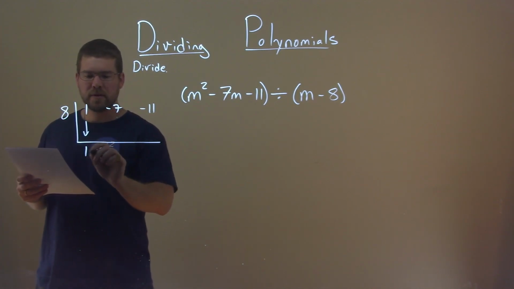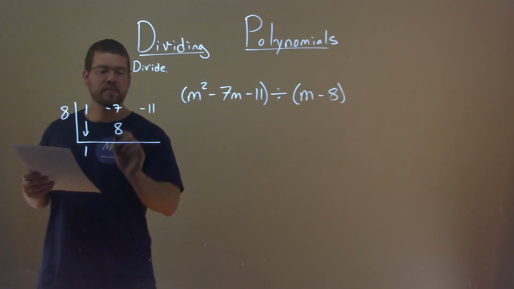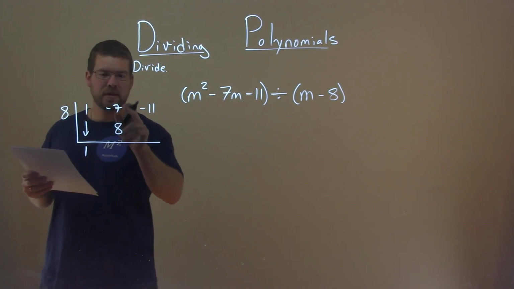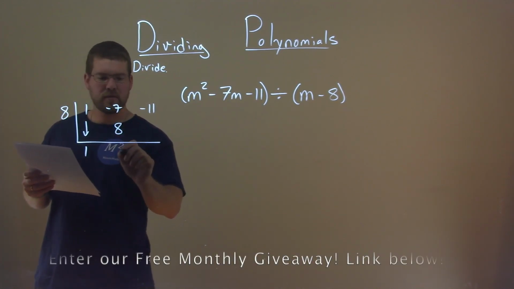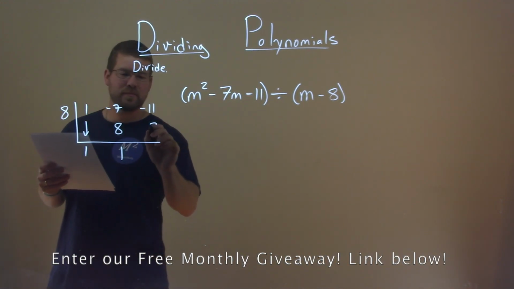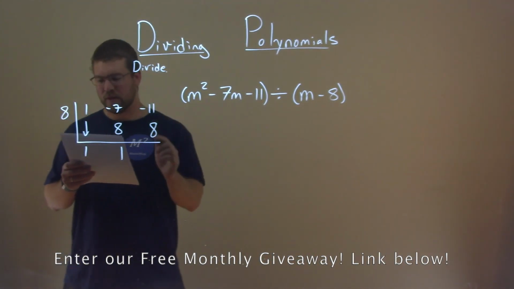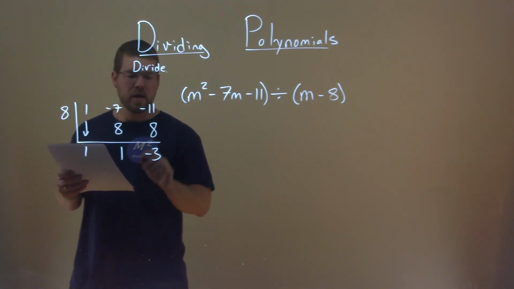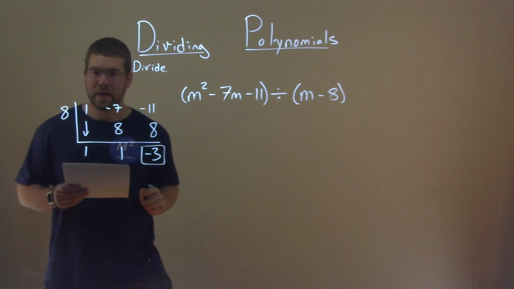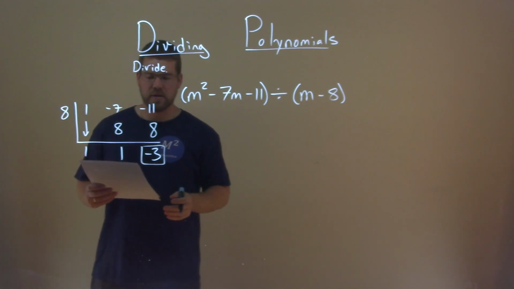Bring the 1 down, got it right there. 8 times 1 is 8. We add the 2, negative 7 plus 8 is a positive 1. And then 8 times 1 is a positive 8 again. Negative 11 plus 8 is a negative 3. And this is going to be our remainder.